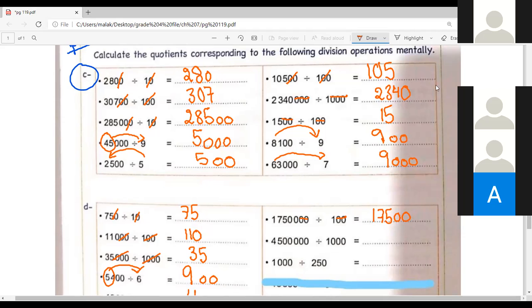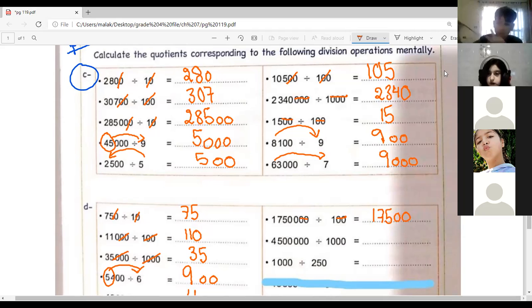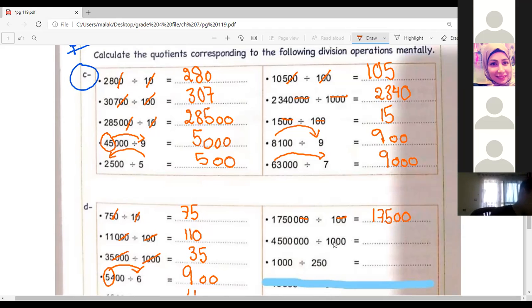Now, Muhammad Saab. Yes. We cross 3 zeros. Yes, so the answer is 4,500. Bravo. Now, Hadir Ahmed. Sorry, Muhammad Muslimani.